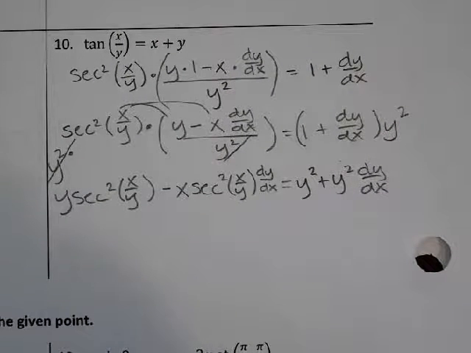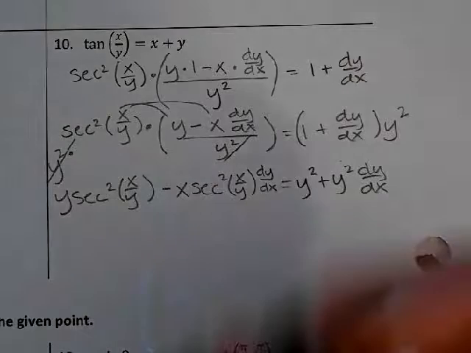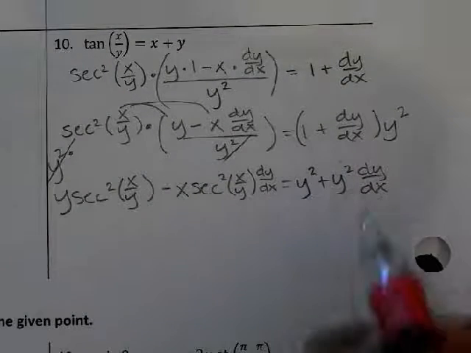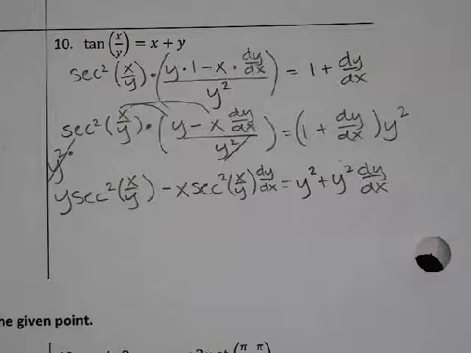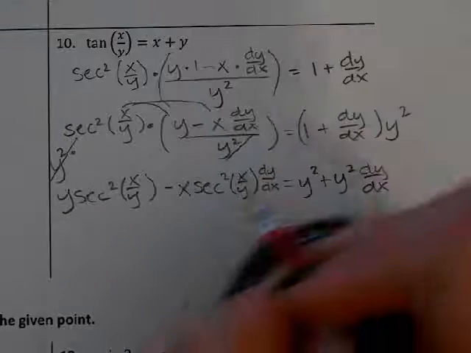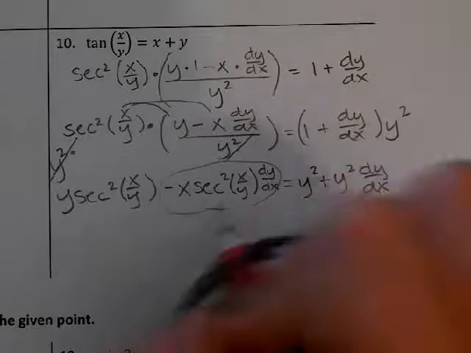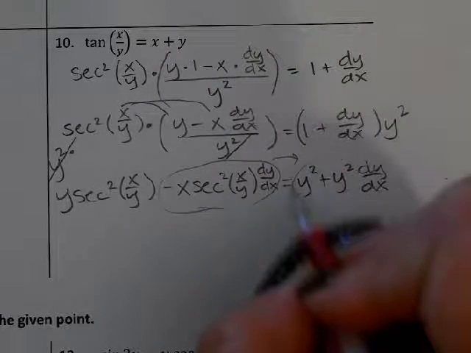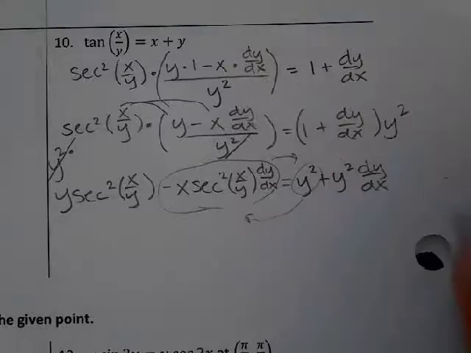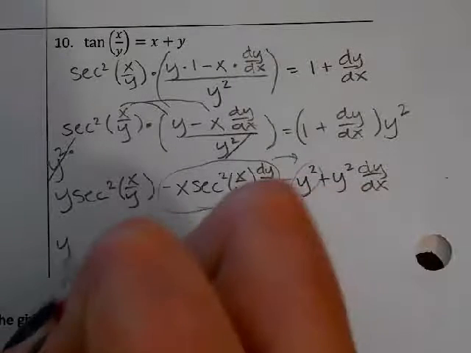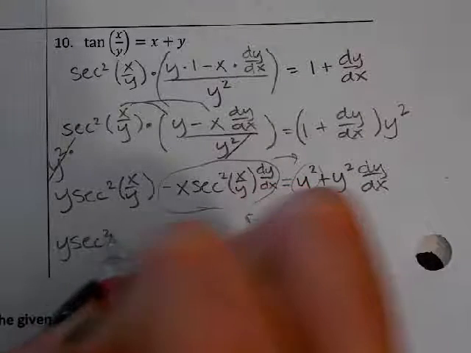All right, so do you guys want to move the dy dx's to the left side, or do you want to move them to the right side? Right side? Do you guys want to keep it positive? I like it. Okay, so let's take this and move it over here, and take the y squared and move it to the left. So y secant squared x over y minus y squared.